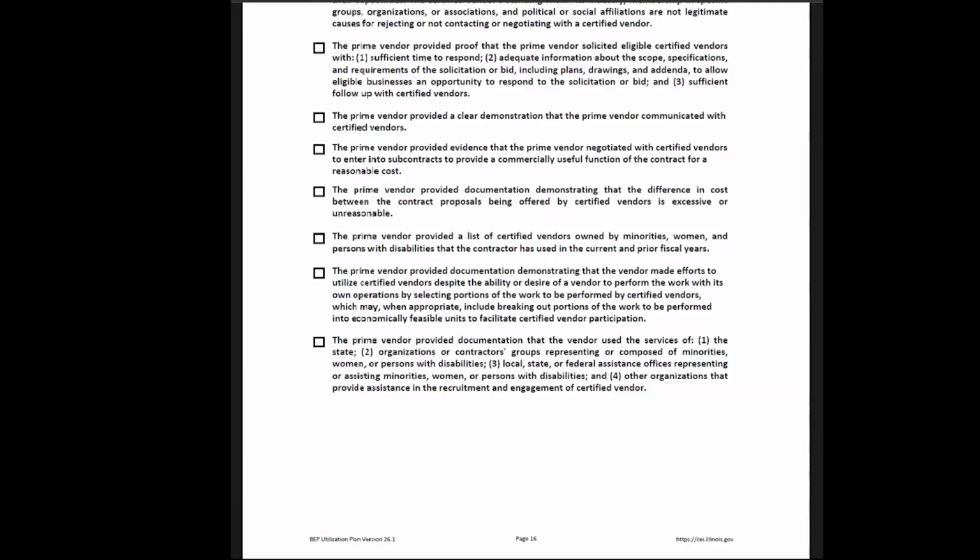Now, to summarize the entire utilization plan: Part 1 are the rules and definitions. Part 2 is your commitment. Part 3 is your detailed plan and proof. Part 4 is your documented good faith effort if you cannot meet the entire goal. Final reminder: if your utilization plan does not clearly connect the solicitation, the subcontractor, and the work, it will not pass review.